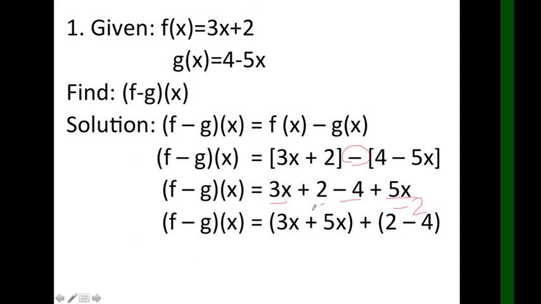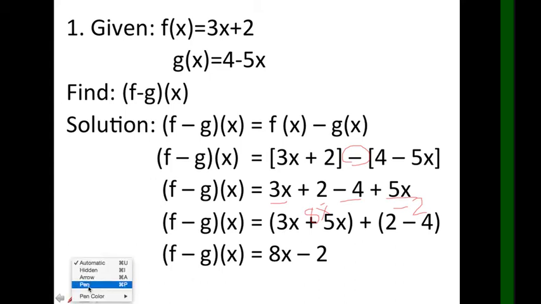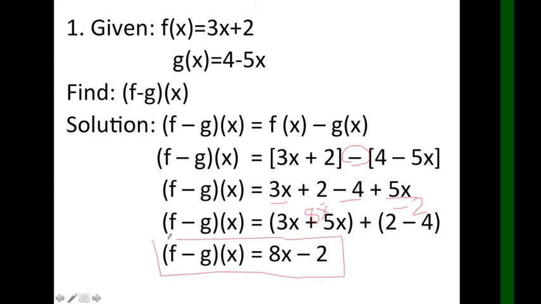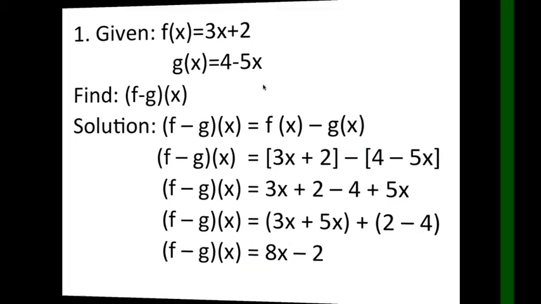So again, we have 8x here as the answer, and then negative 2. To combine, we have 8x minus 2. So this will be now our final answer for the subtraction of f of x minus g of x, given the equation 3x plus 2 and 4 minus 5x. To understand it better, I prepared another example.